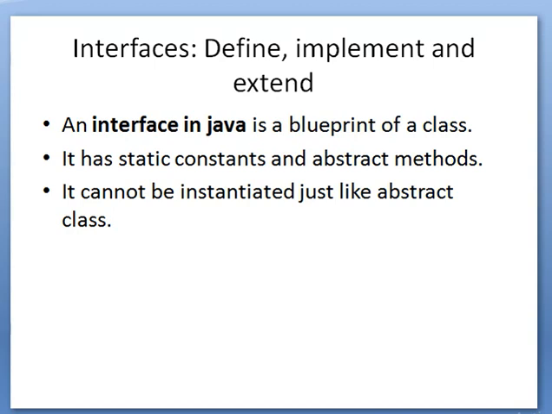So the important point is that an interface is just like a blueprint for a class. It has static, constant, and abstract methods. It means inside an interface we can keep variables, and those variables should be static and constant. Along with that we can keep abstract methods in an interface, just like in an abstract class.